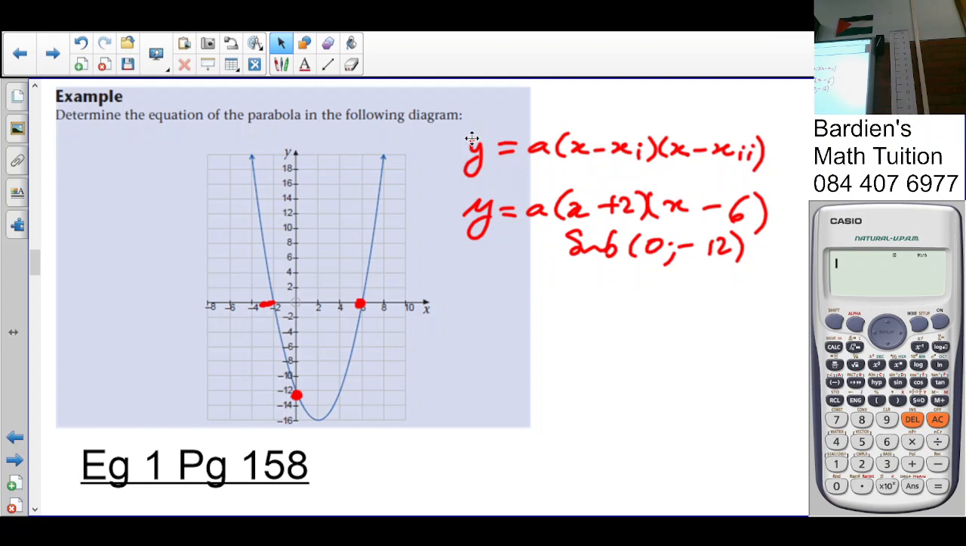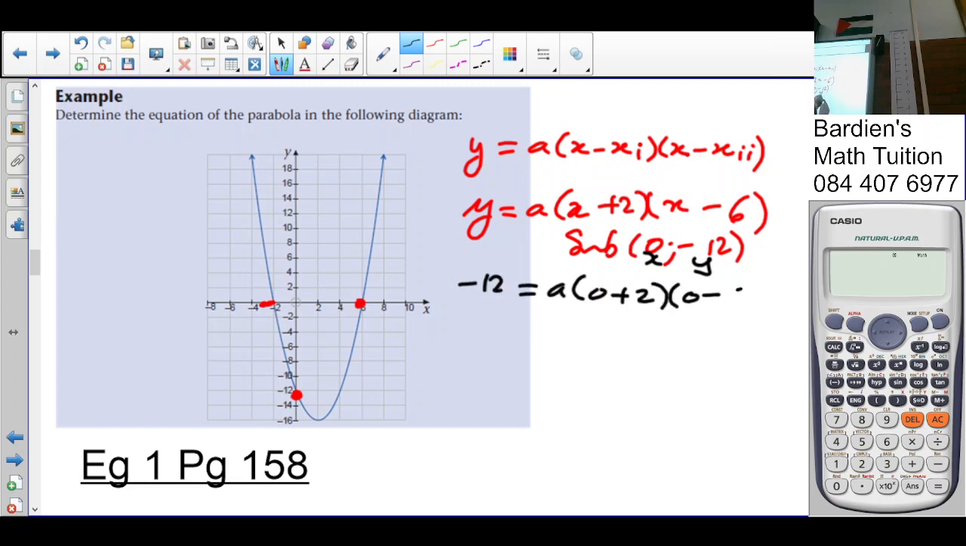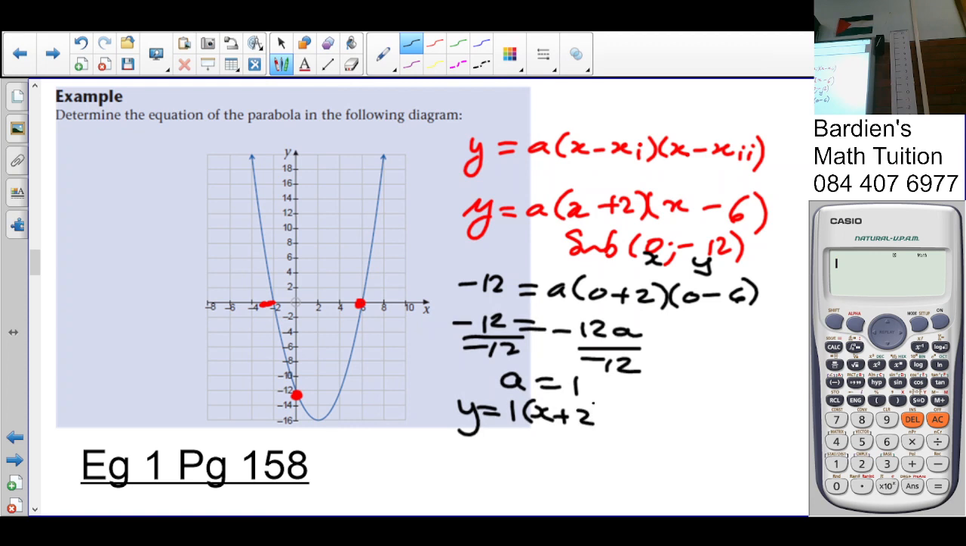Okay. That's the x and a y. So I have negative 12 is equal to a into 0 plus 2, 0 minus 6. So 2 times negative 6 is negative 12a. Negative 12 divided by negative 12 on both sides. So a works out to be 1. So y is equal to 1 into x plus 2 into x minus 6. From here we just multiply out. I get x squared minus 4x minus 12.